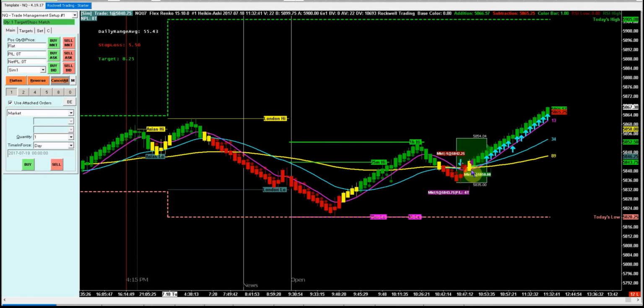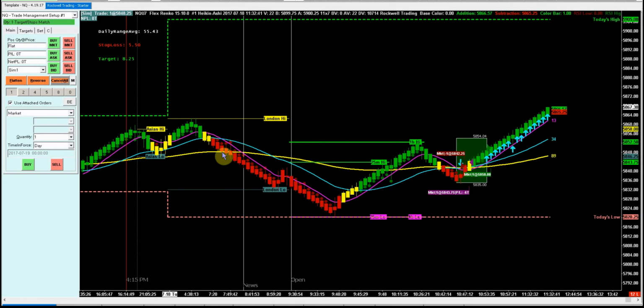All three moving averages have to be in trend. If you're looking for a long, 89's got to be pointed up, 13's got to be pointed up, 34's got to be pointed up, or vice versa. 13, 34, 89, all three of these have got to be pointing down, and you're looking for the crossover.